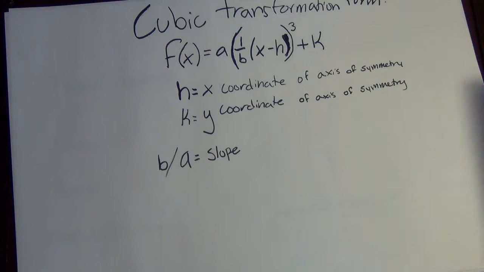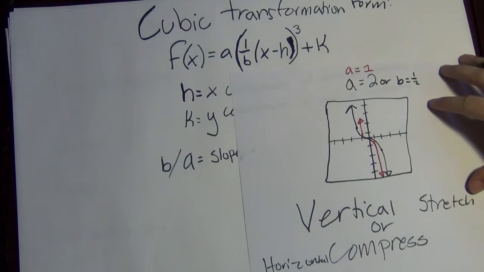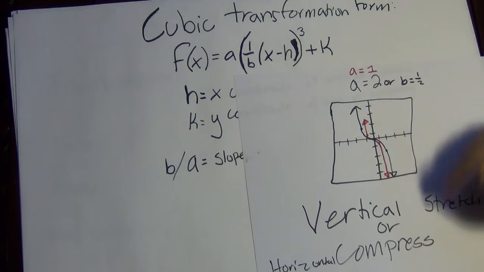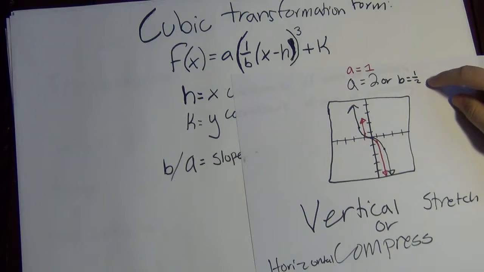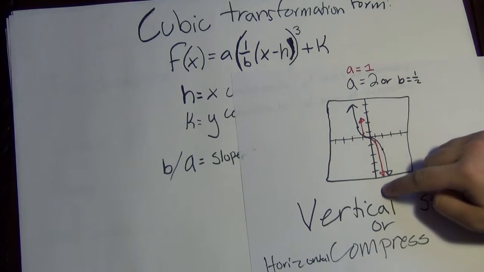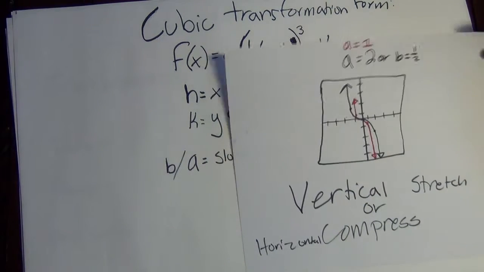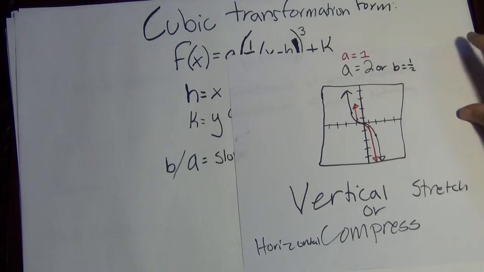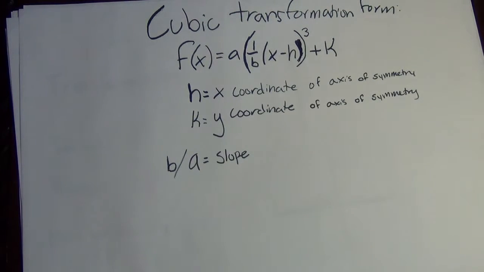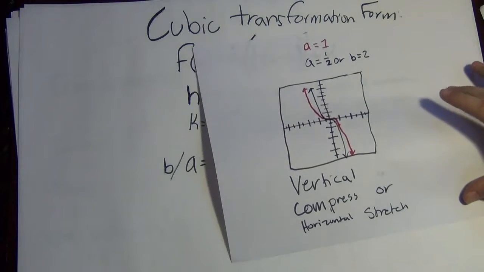If a were to be 2, which would be the same thing as b being 1/2, then you would see that it would be compressed vertically if it was the a, or horizontally compressed if it was in the b. And as you can see, it's skinnier, it's narrower. It's the red line. And if it were to be the other way around, then it would be a little bit fatter. So you can see there would be a vertical compress or horizontal stretch.